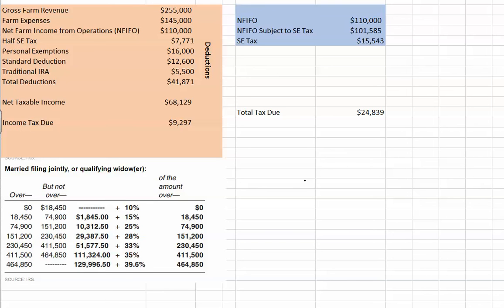Once you get net farm income from operations, and that would actually be shown on Schedule F of a tax form, don't forget that, I want you to know Schedule F. Once you get that net farm income from operations, you must calculate your Social Security and your Medicare for self-employed persons on that $110,000.